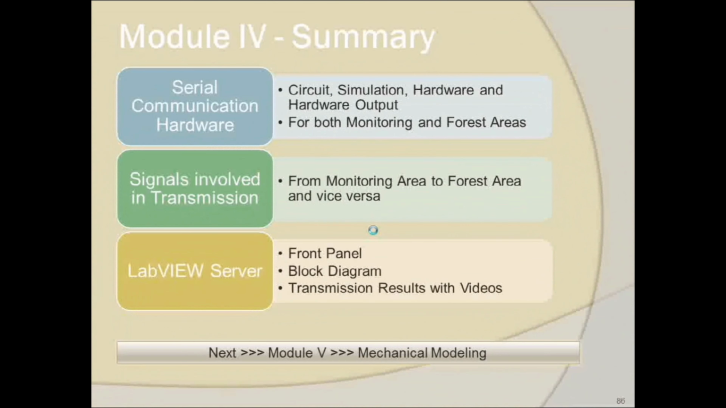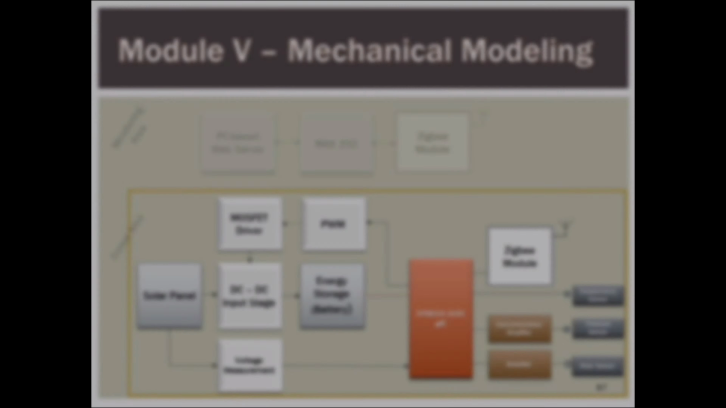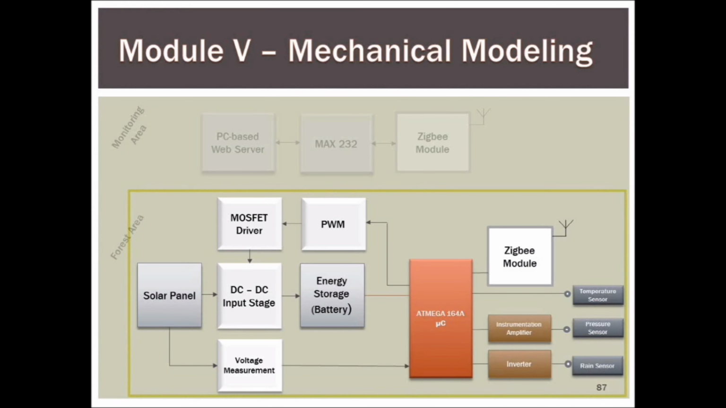Now we have completed the PC based web server. Here we have shown you the serial communication hardware, the signals involved in transmission, and finally we have implemented the LabVIEW server by explaining its front panel and block diagram, and we have shown you the transmission results associated with all the three sensors. Now comes the final module, which is the fifth module, and it is mechanical modeling.